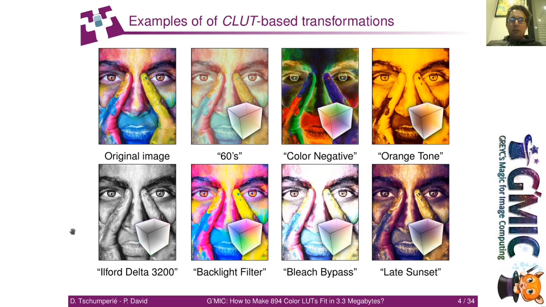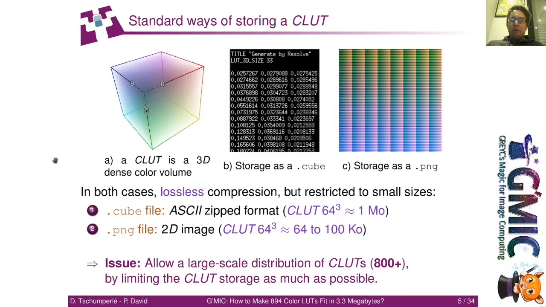There are already tons of CLUTs available on the internet. Each of them usually has a name that describes the kind of transformation it tries to simulate, like color negative, backlight filter, and so on. If you try downloading CLUTs from the internet, you'll probably get them either as files with extensions .cube or .png. That's the two most common formats used to store color LUTs. The cube format is a very simple text file where each color of the RGB cube is stored as a triplet of floating point numbers.